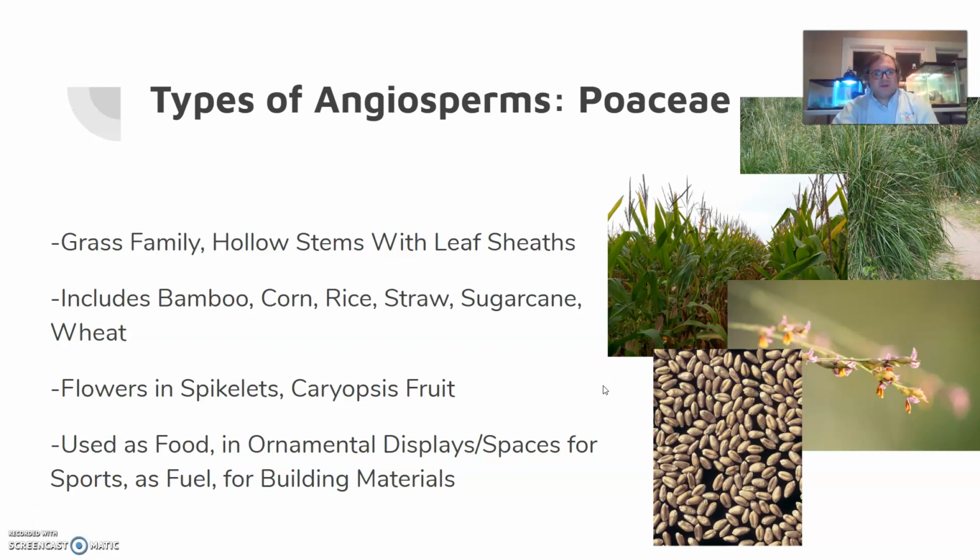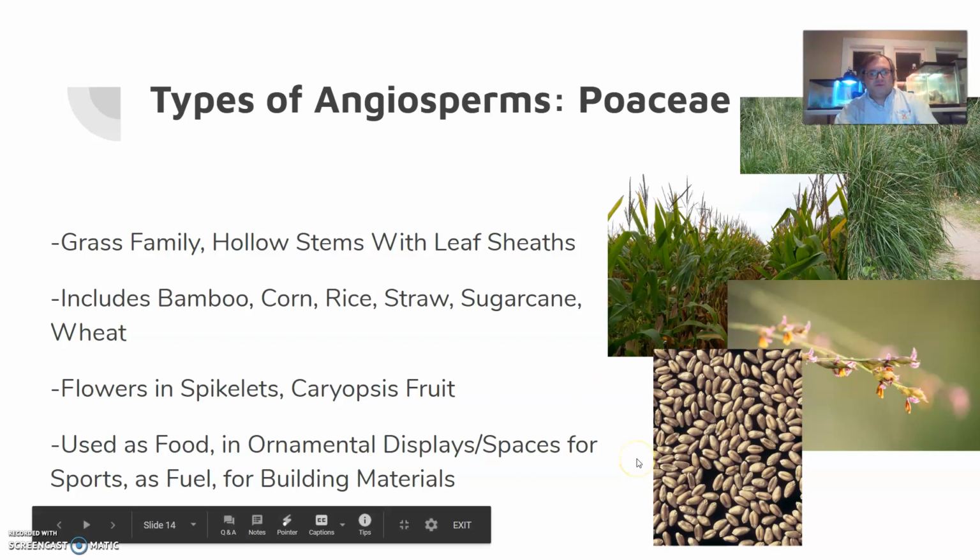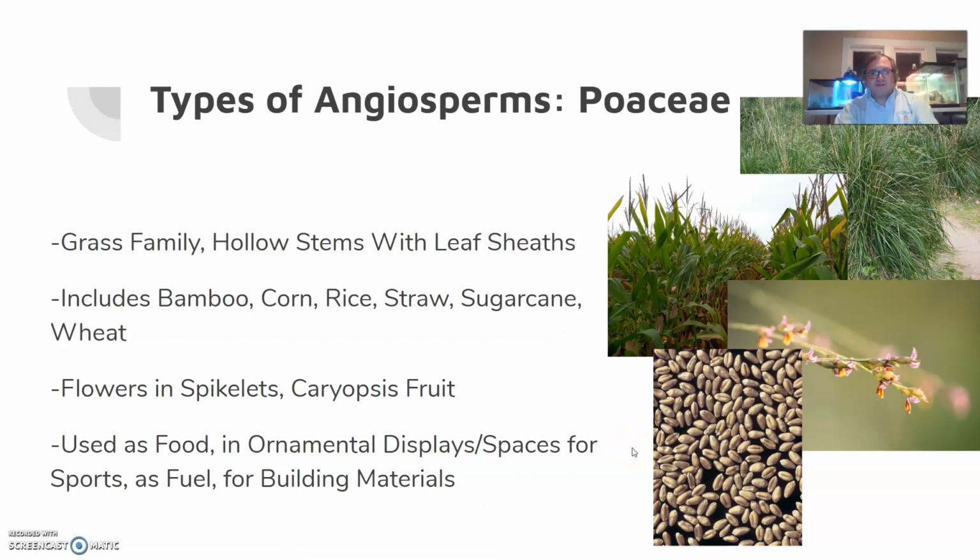Used a lot as food and ornamental displays and spaces for sports. If you think about turf, that's natural turf made out of grass. They're used as fuel, especially ethanol, corn converted into ethanol, and for building materials like thatch.